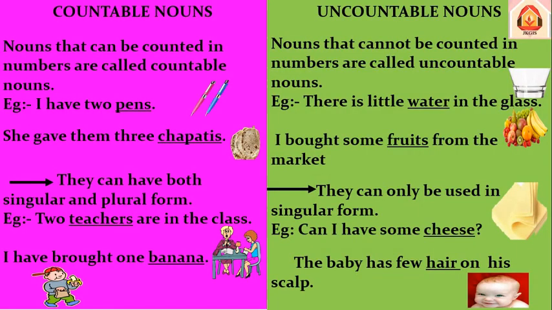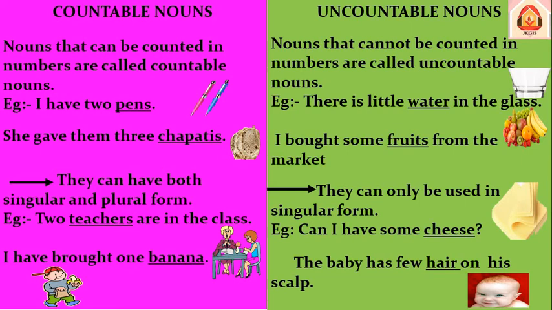Countable nouns. Nouns that can be counted in numbers are called countable nouns. Example, I have 2 pens. As you can see in the picture, 2 pens are given. We can count and tell the number of these pens. So, these are countable nouns.